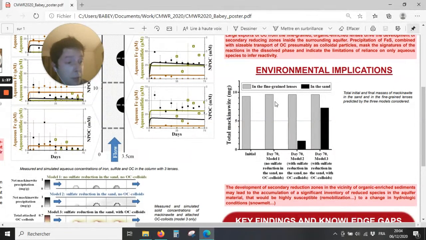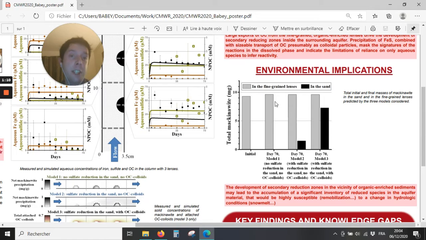And in terms of consequences and environmental implications, the first one is that a lot of reactivity in this kind of system is mitigated by mineral precipitation, and as such there is not a lot of information to be found in the aqueous phase. To really be able to understand, characterize, and predict what happens in this kind of system, you need either solid phase measurements or potentially colloidal phase measurements.